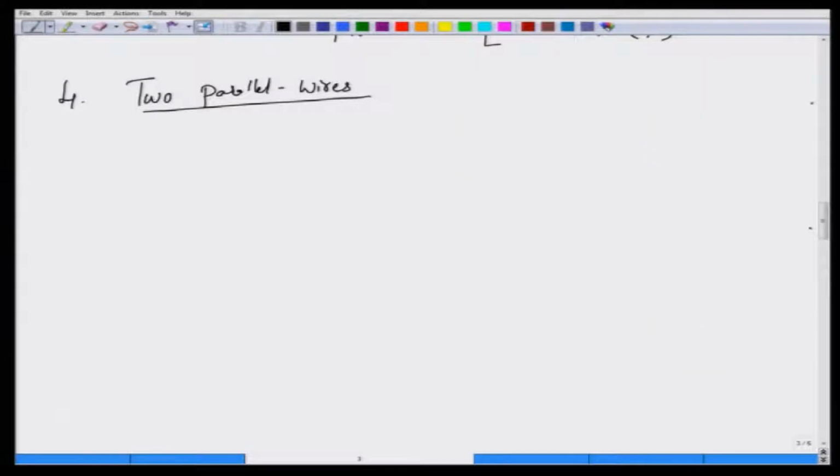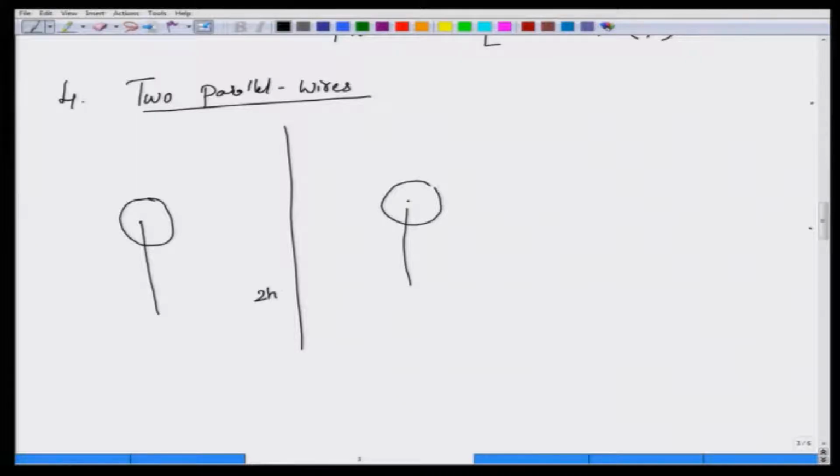Parallel wires, as their name suggests, are two parallel wires of a certain radius separated by a certain distance. Let us say the center to center conductor spacing is 2h. Let us call this the x axis and this the y axis, and we want to find the potential.